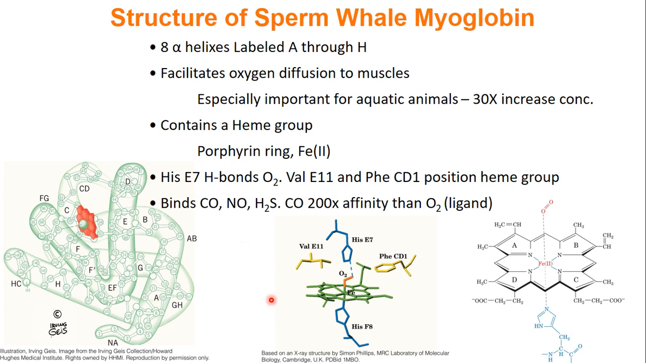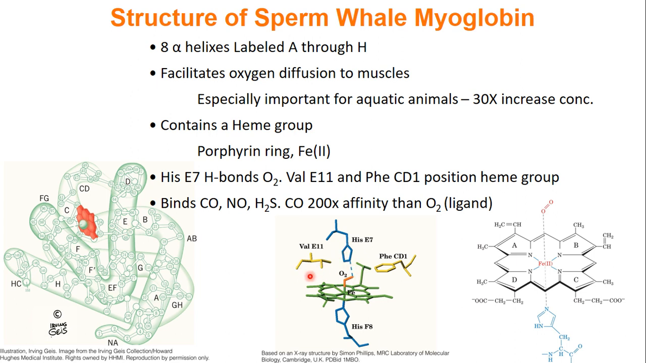They have about a 30 times increase concentration of myoglobin. Now if we look at myoglobin, it contains what we call a heme group, and a heme group has an iron molecule with a porphyrin ring surrounding it. So this is our heme group. Here's the iron and the porphyrin ring. Now it's this heme that binds oxygen, and so when oxygen is bound, it's interacting with His on E7.